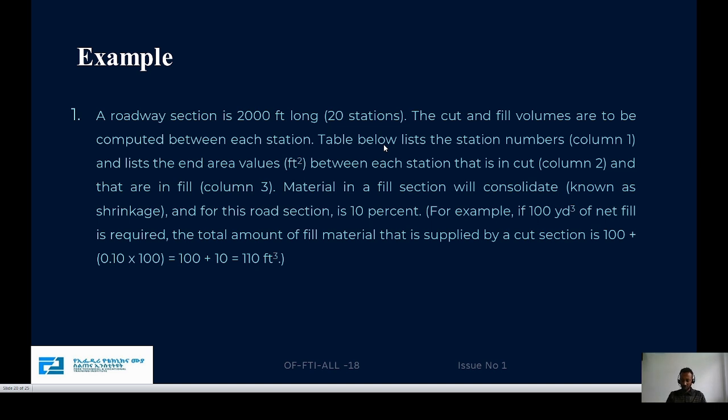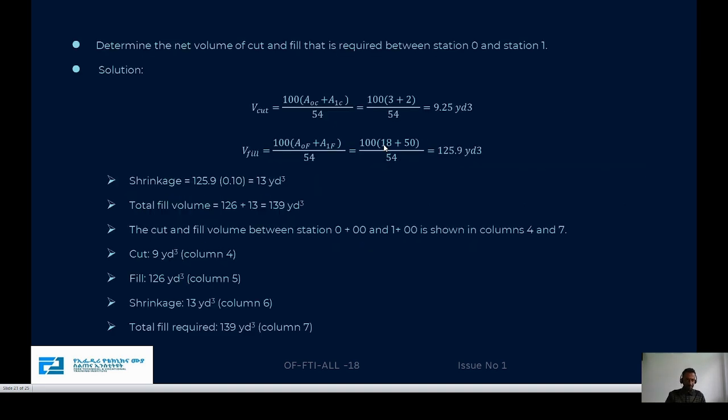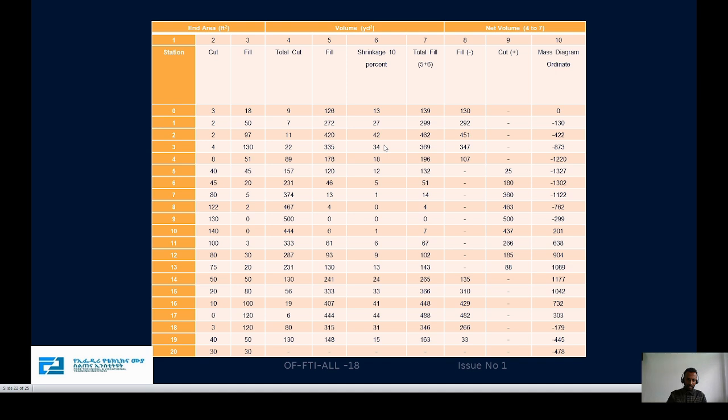For example, if there is 100 cubic yards, this is multiplied by 10%, which is 10. So 100 plus 10, the material required will be 110 cubic feet. Also, let us look at the table first. We will use the tables. The table has the station, the second column is cutting in square feet, and this one is fill in square feet.